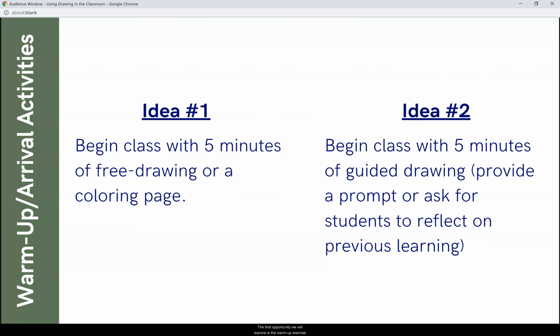The first opportunity we'll explore is the warm-up exercise. Giving students an opportunity to draw or color at the beginning of a class is a great way to leverage the focus benefit that comes along with drawing. Think about providing a coloring sheet or a drawing prompt or challenge to kick off class. If you typically open class with a few minutes of reflective writing or discussion, try offering drawing as an option.